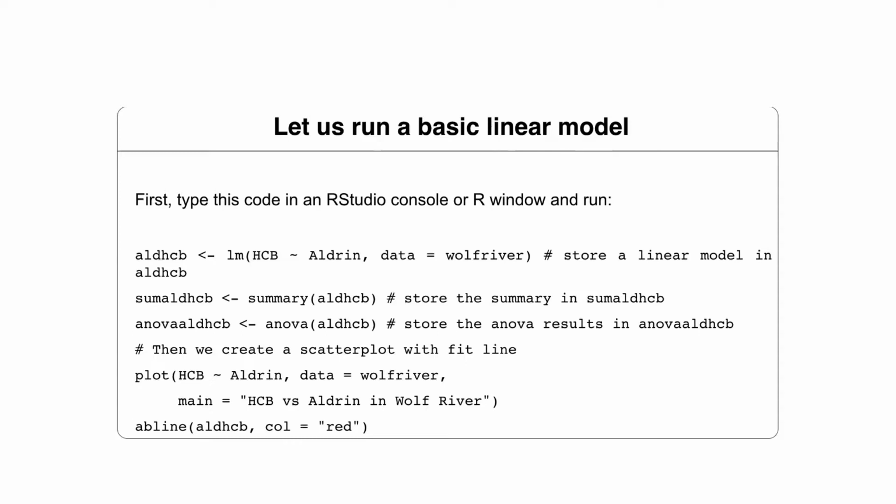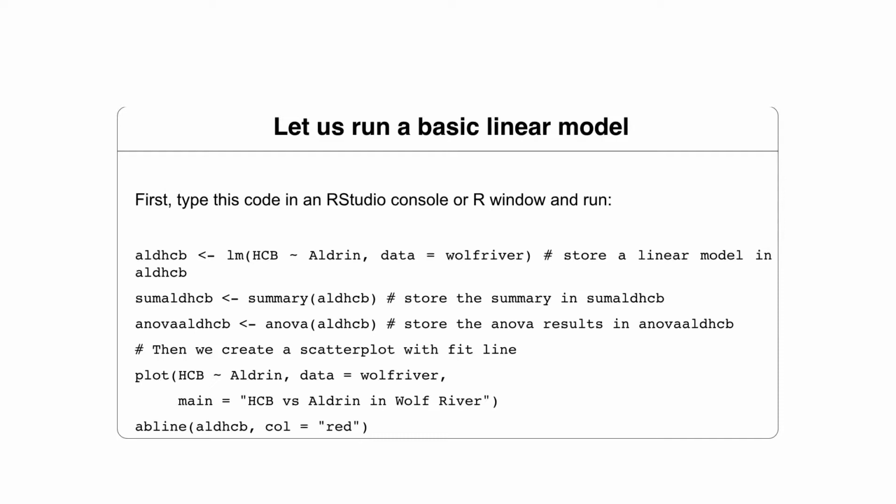And here hexachlorobenzene, the outcome variable, is placed first, on the left-hand side. Then we issue a tilde mark, and then we issue the explanatory variable. In this particular case, that's aldrin. So aldrin is the explanatory variable. We specify the data, which is Wolf River. And then we write the main, which is the title text of the graph. The title text of the graph in this case is HCB versus aldrin in Wolf River.